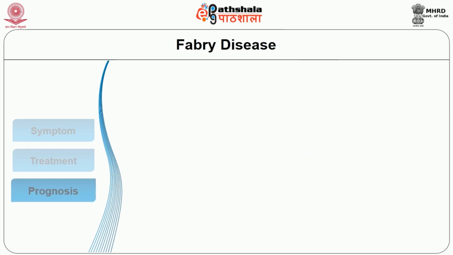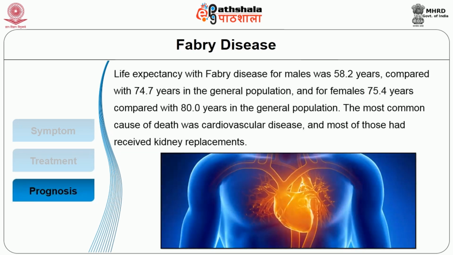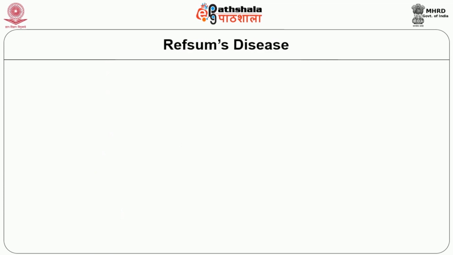What is the prognosis of this disease? Life expectancy with Fabry disease for males was 58.2 years compared with 74.7 years in the general population, and for females it is 75.4 years, compared with 80 years in the general population. The most common cause of death was cardiovascular disease, and most of those had received kidney replacements. Now let us see the next lipid disorder, that's Refsum's disease.